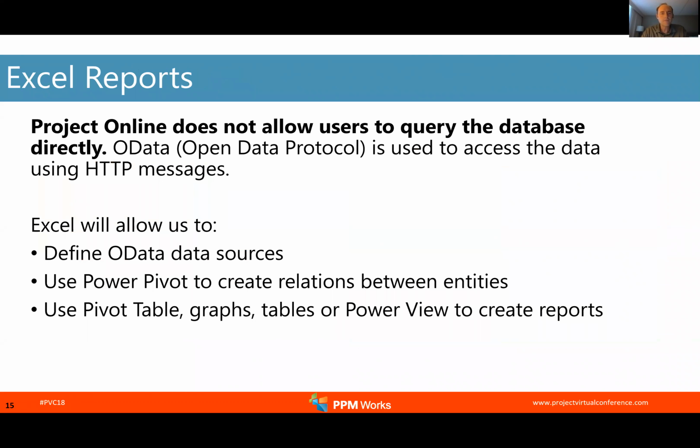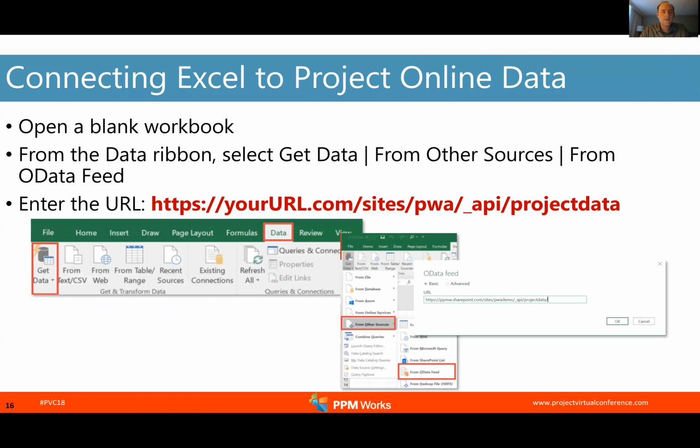Now, if you're new to Project Online, you know that there's not necessarily a database you can access, so you're going to use Open Data Protocol, or OData, to access the data through HTTP. So it's basically web-based calls to your data in Project Online. And with either Excel or something like Power BI, you're able to connect, query your data, and then present it, for example, in Excel in pivot tables, graphs, etc. So what I'm going to show here is the process for doing that.